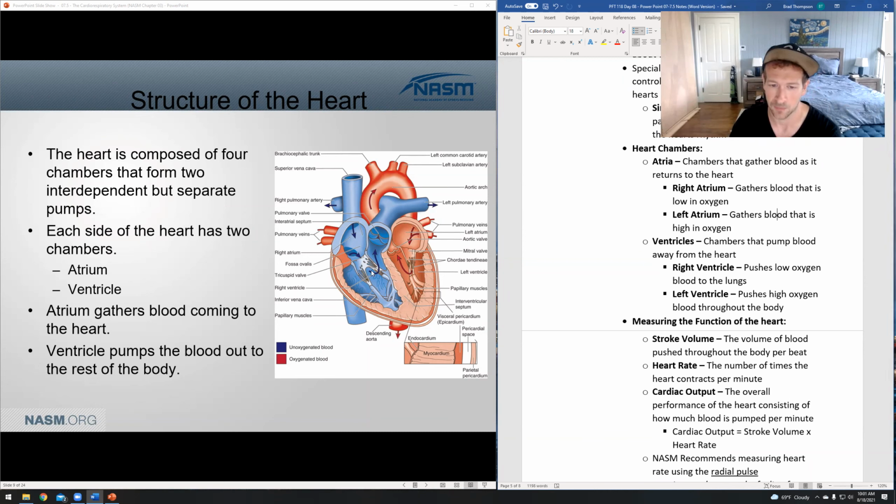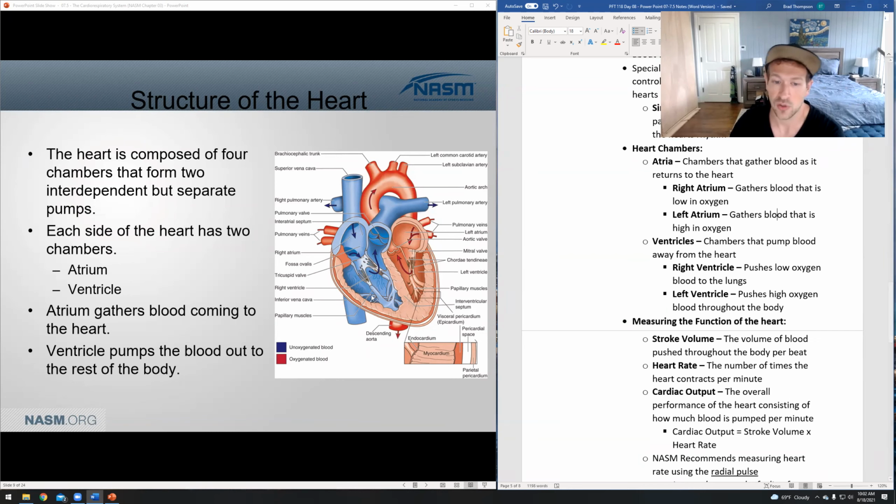The bottom of the heart are your ventricles. They're in charge of pumping blood out of the heart. So your atrium's gathering blood as it returns, but the ventricles are ejecting that blood out of the heart. So the right ventricle, which is attached to the right atrium, is ejecting low oxygen blood over to the lungs so that we can turn it into high oxygen blood. And the left ventricle is ejecting blood that's high in oxygen out to the various tissues of the body to ensure that they get sufficient oxygen.